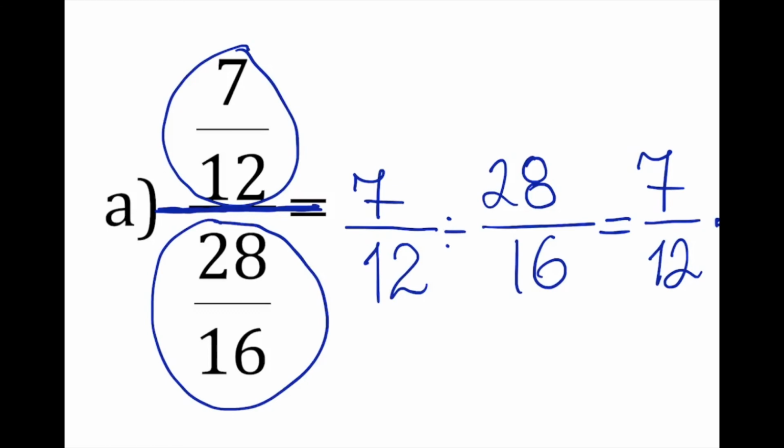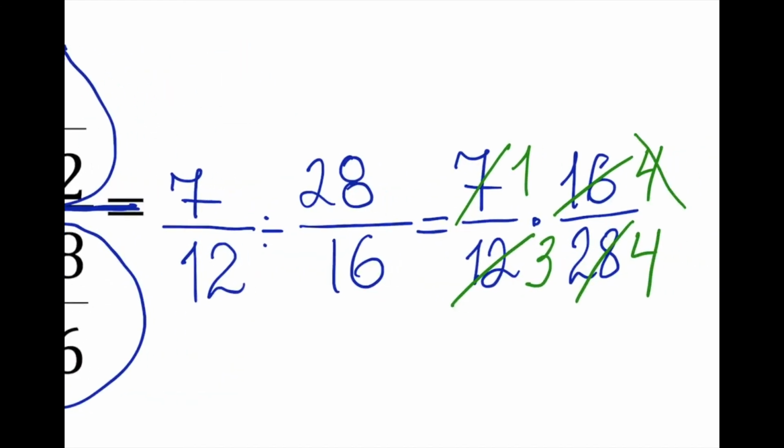Then simplify this, dividing by 7, 1 over 4. And this we can simplify by 4. So this will be 4 and this will be 3. And then we can even simplify it more. And that will be 1 over 3.